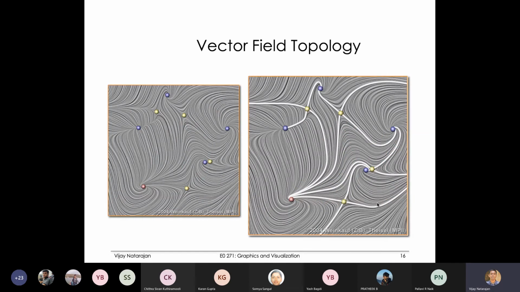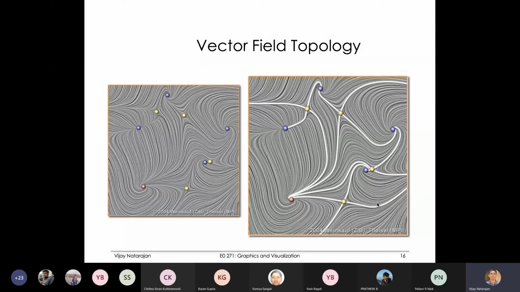There are more sophisticated techniques being developed now, which focus on the topology or connectivity. So here on the left, what you see is a vector field where blue indicates a type of critical point, for example, a sink, red indicates a source, and the yellow indicates saddle points. Instead of showing the entire vector field using LIC, one could show the arcs that you see on the right. This is called the vector field topology.